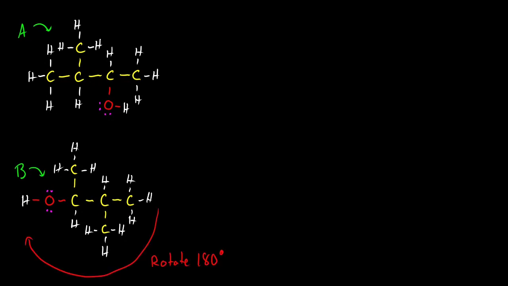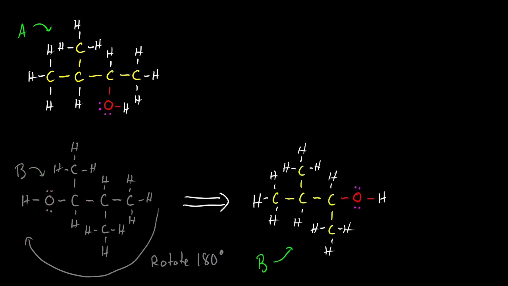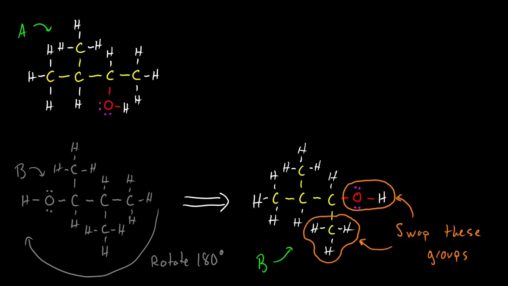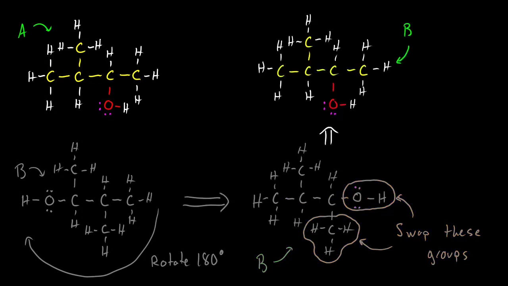I'm going to start by taking molecule B on the bottom, and I'm going to rotate it 180 degrees. I'm essentially going to flip it over, right? So here, this is still molecule B. I have not changed anything about the molecule. I've just turned it over and changed the way it's drawn. Then finally, I'm going to take these two groups here and swap them, because the order in which we connect the atoms doesn't matter, to get this, which is still molecule B.